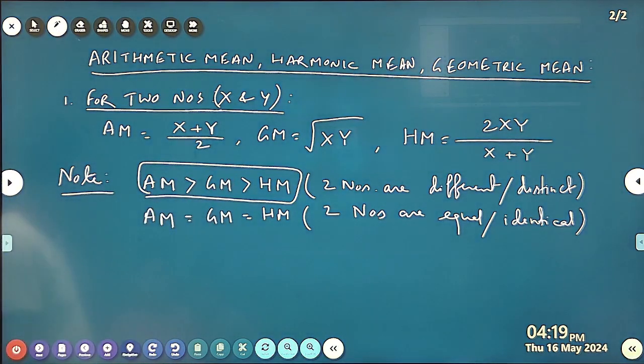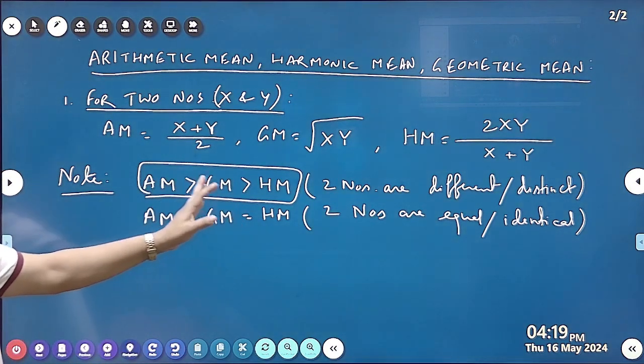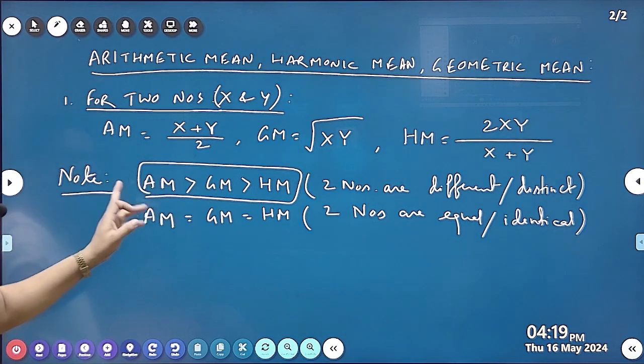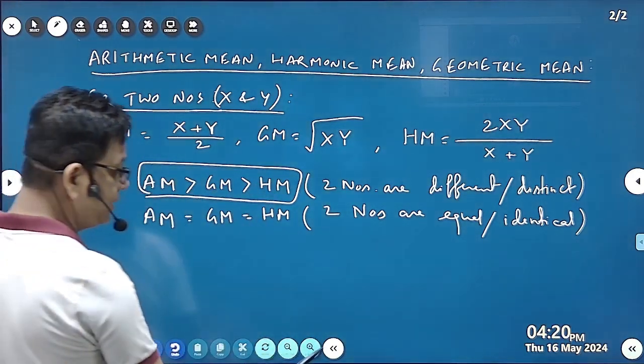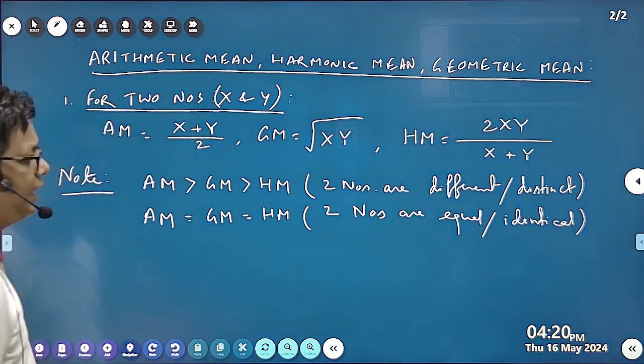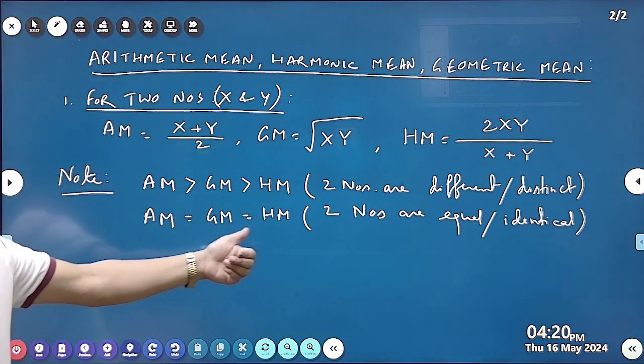It is easy to remember by the alphabet: A, G, H, just like A, B, C, D, E, F, G, H. So just remember A, G, H, the alphabetic order is followed here. If the numbers are distinct, different from each other, this holds; and if they are equal, the same numbers, AM, GM, HM are all equal.